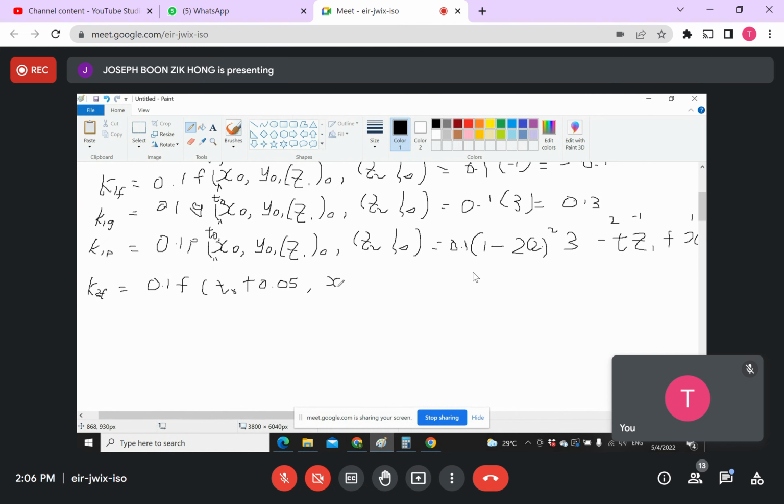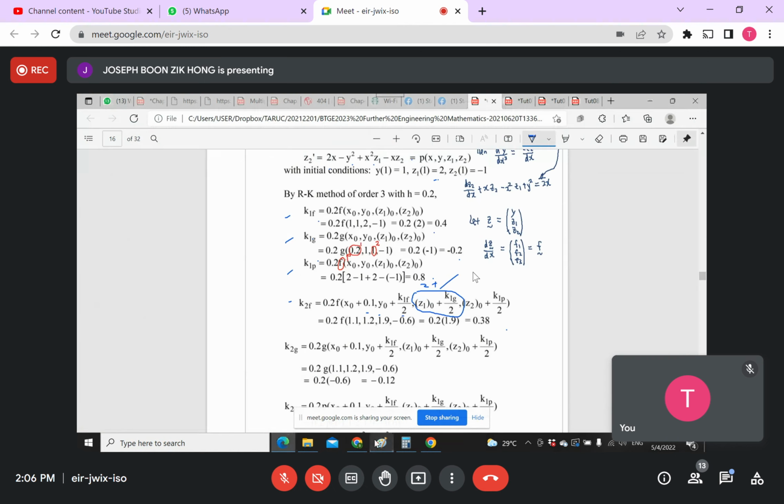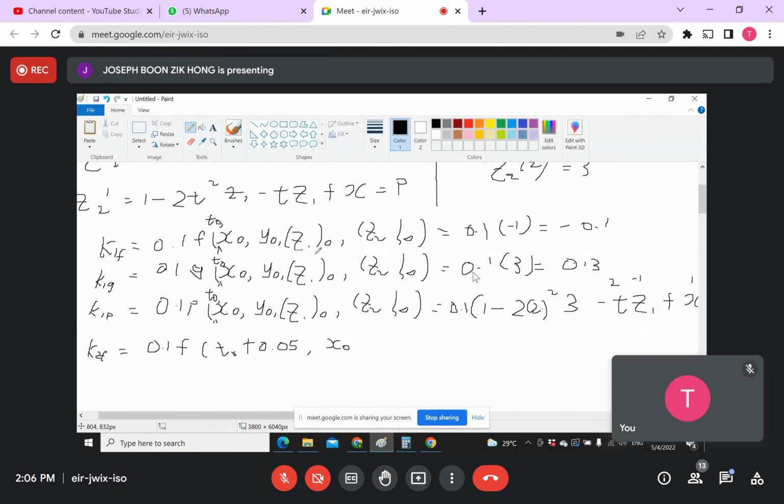And then X naught. For X naught, you have to add your K1F divided by 2. So your K1F divided by 2, so minus of 0.05.